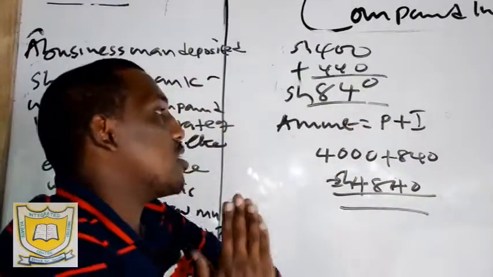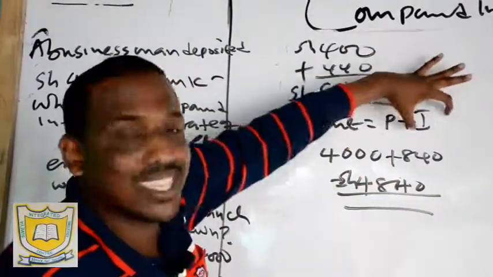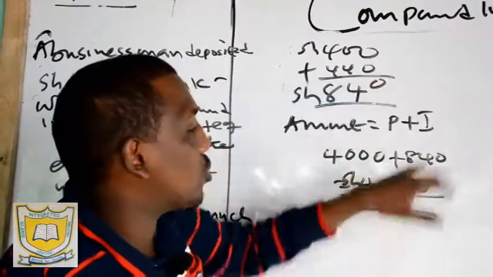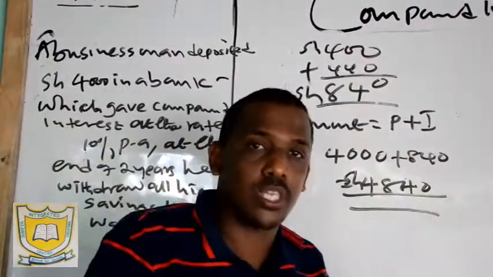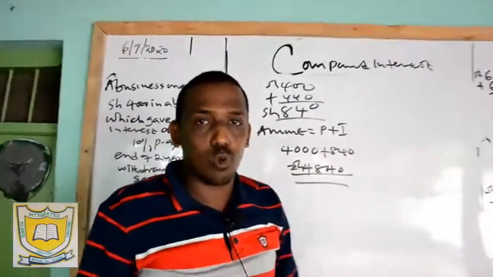But they said how much did he withdraw? That is the amount, principal plus interest. 4,000 plus 840, you will get shillings 4,840. So we have exhausted everything about compound interest.